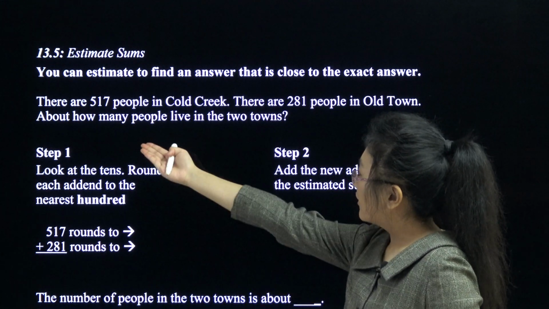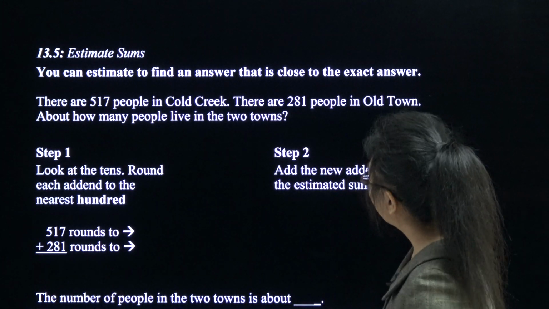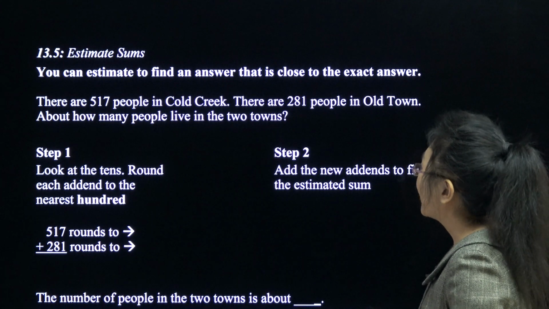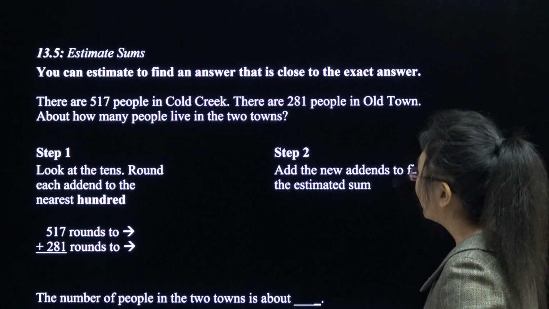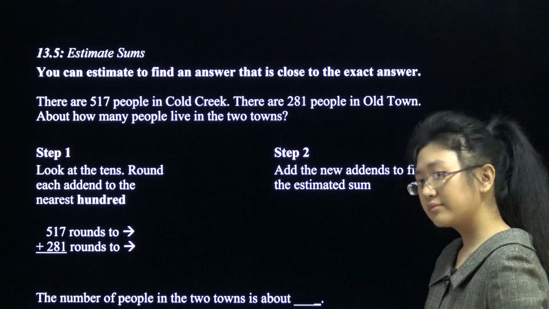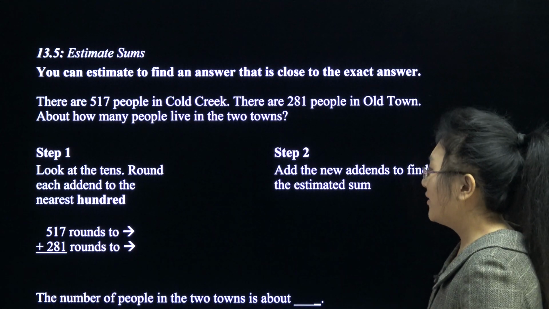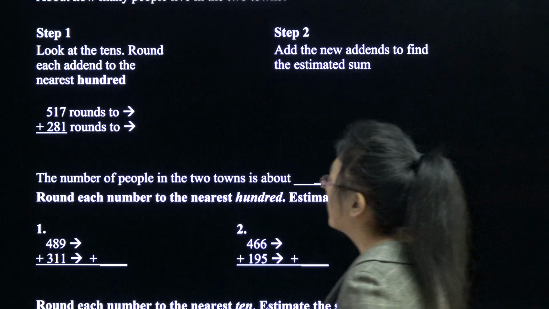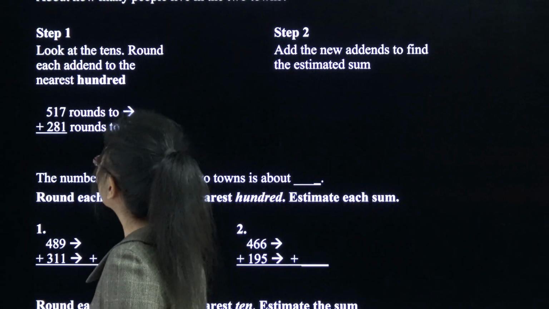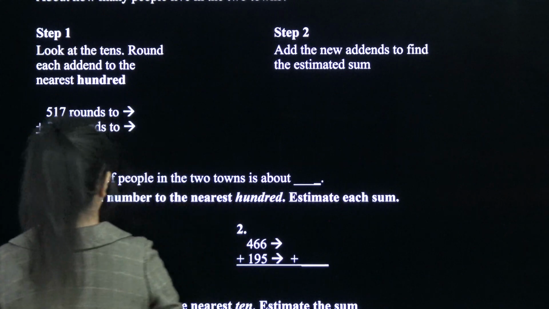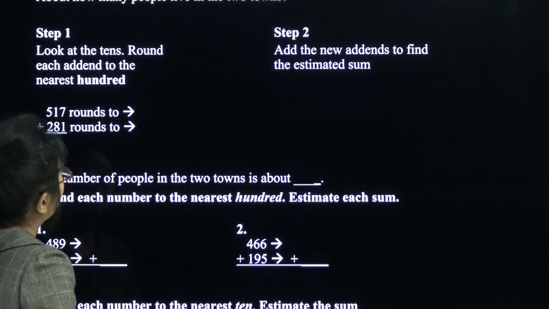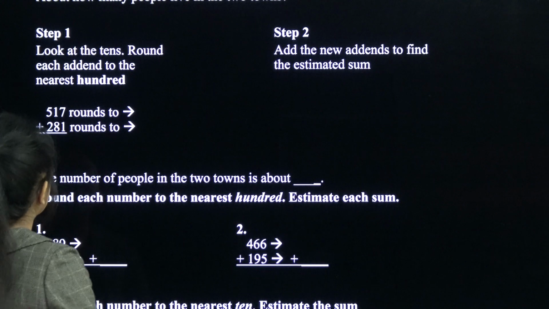There are 517 people in Old Creek. There are 281 people in Old Town. How many people live in the two towns? So we round the numbers. We can round the number to the nearest 100. Or we can round it to the nearest 10. But, well, this question asks for 100.